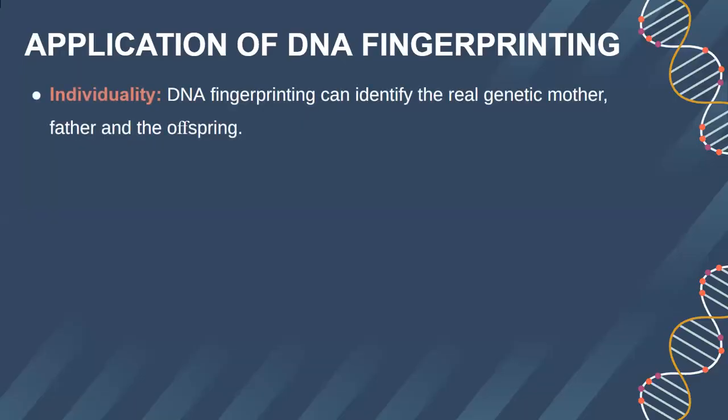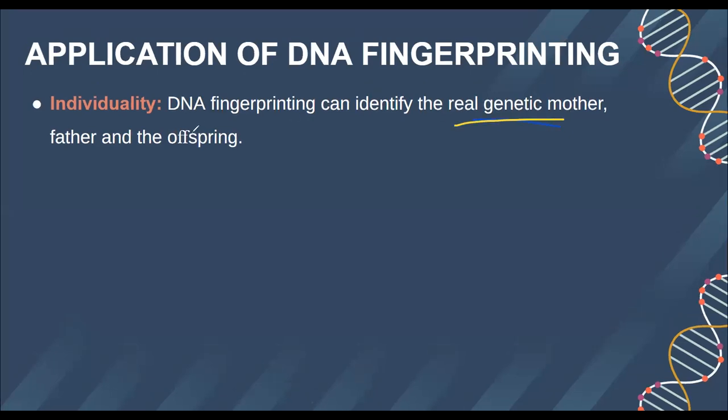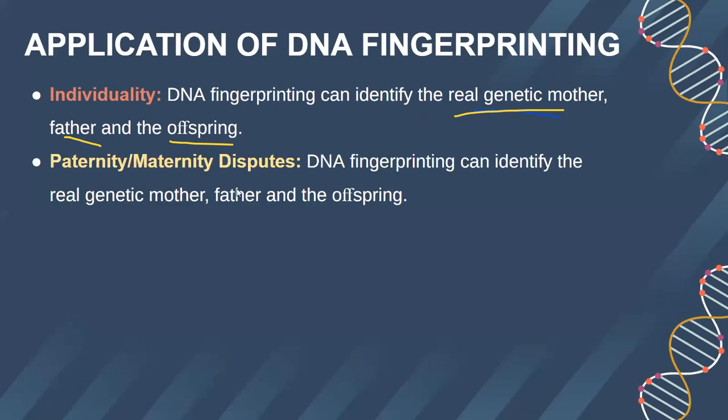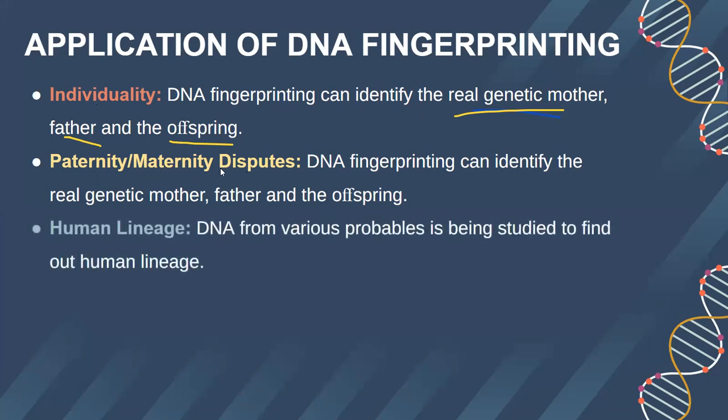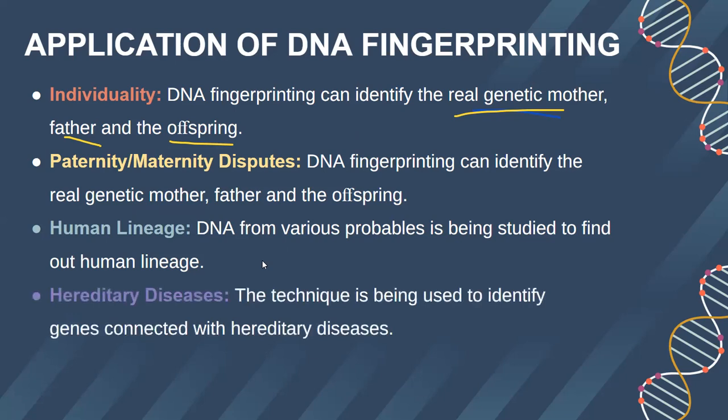So where can you use DNA fingerprinting? Where you want to identify the real genetic mother or the father of an offspring. You want to identify the real mother of the child, or the real father of the child. Okay. Then, if there are any arguments or disputes in paternity or maternity, DNA fingerprinting can be used. So individuality, paternity, maternity disputes, human lineage. When we are doing phylogenetic analysis studies in genetic experiments, DNA fingerprinting is also used. Various hereditary diseases can be studied and analyzed using the fingerprinting technique.